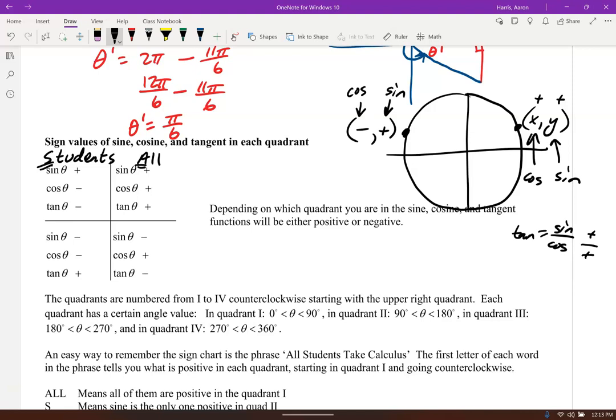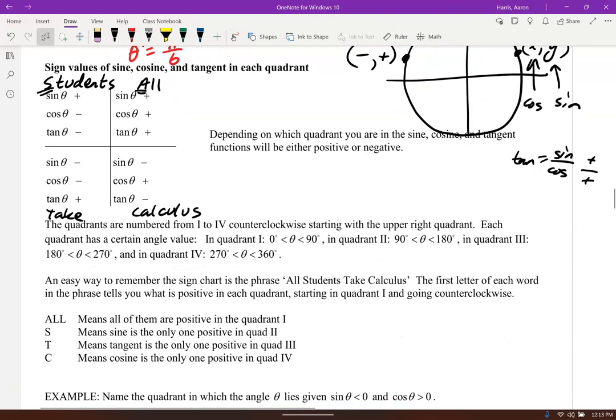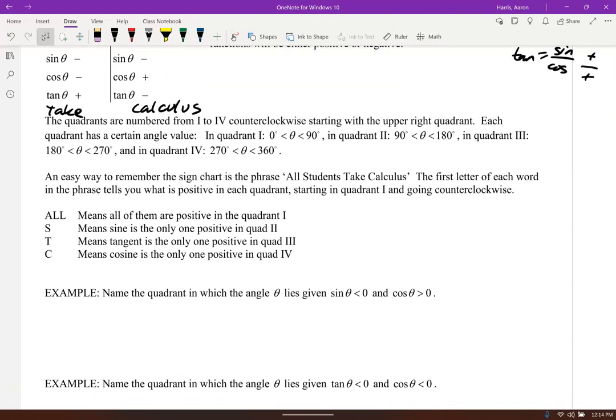Take, only the tangent's positive down there. Calculus. So only the cosine's positive in the fourth quadrant. But I just like to do it conceptually, personally. I just kind of think about it, and then it helps me review it. But if you want to look at that, All Students Take Calculus, quadrants 1 through 4. That'll tell you who's positive and where, in which quadrant.